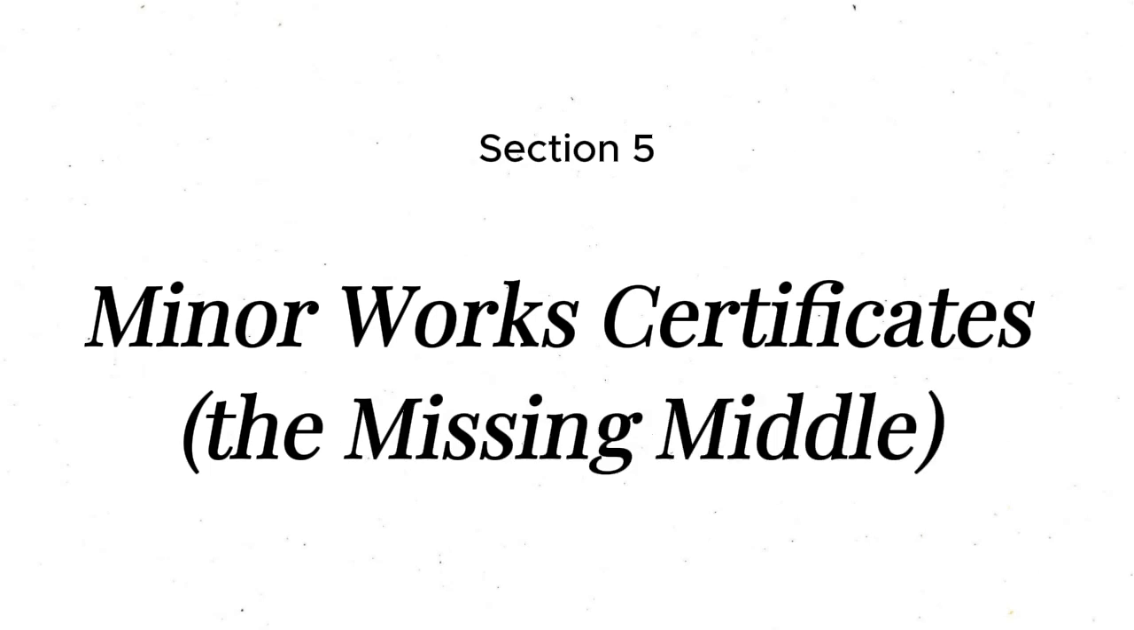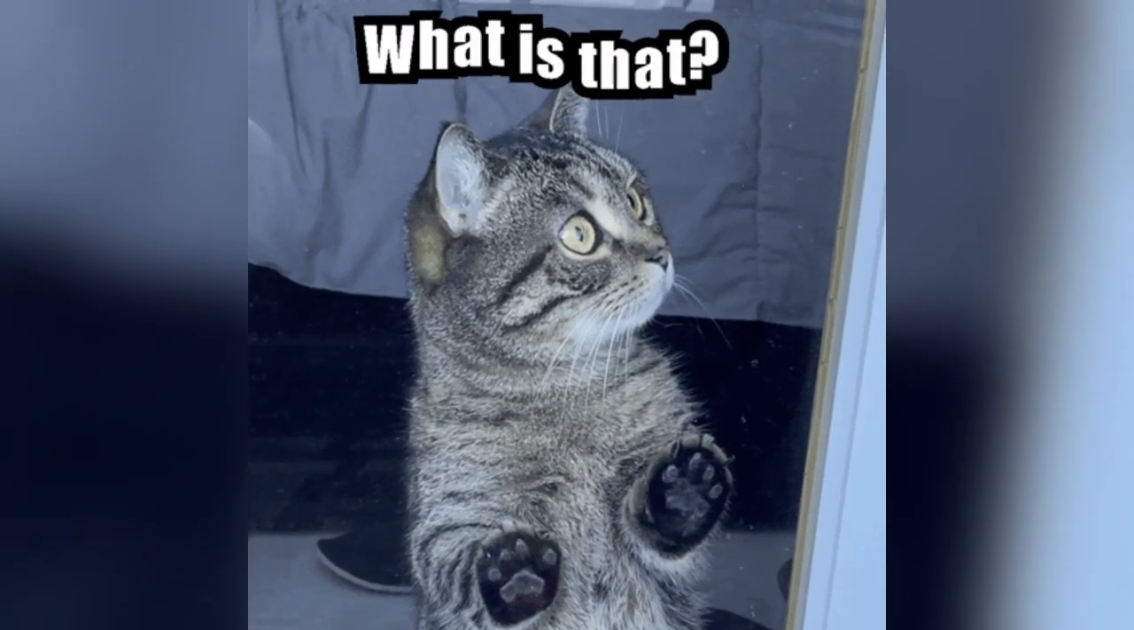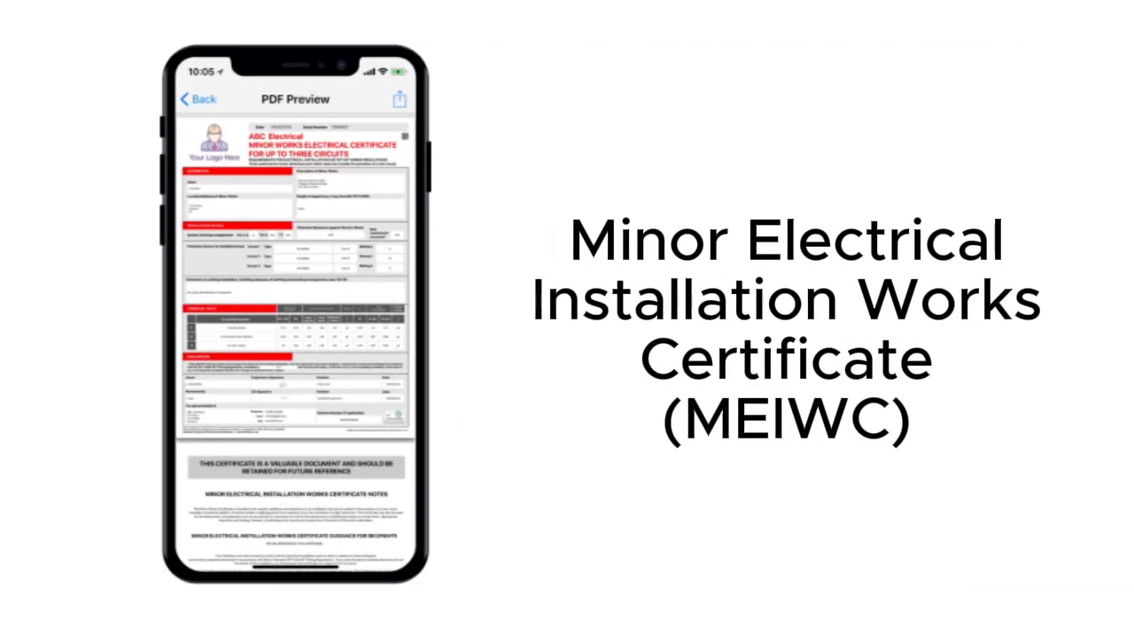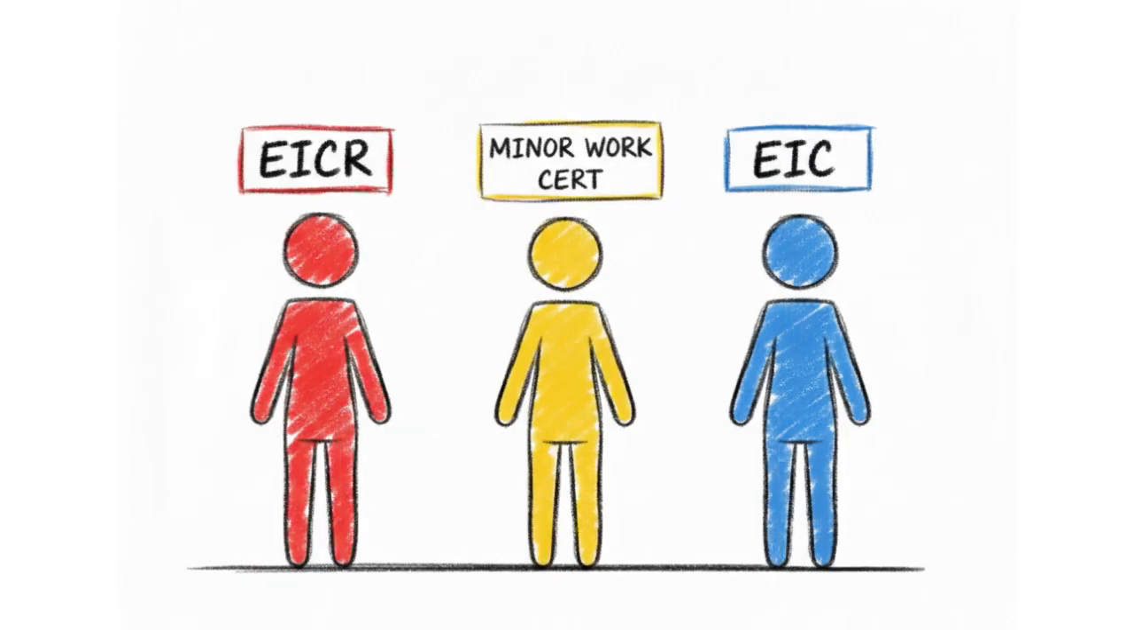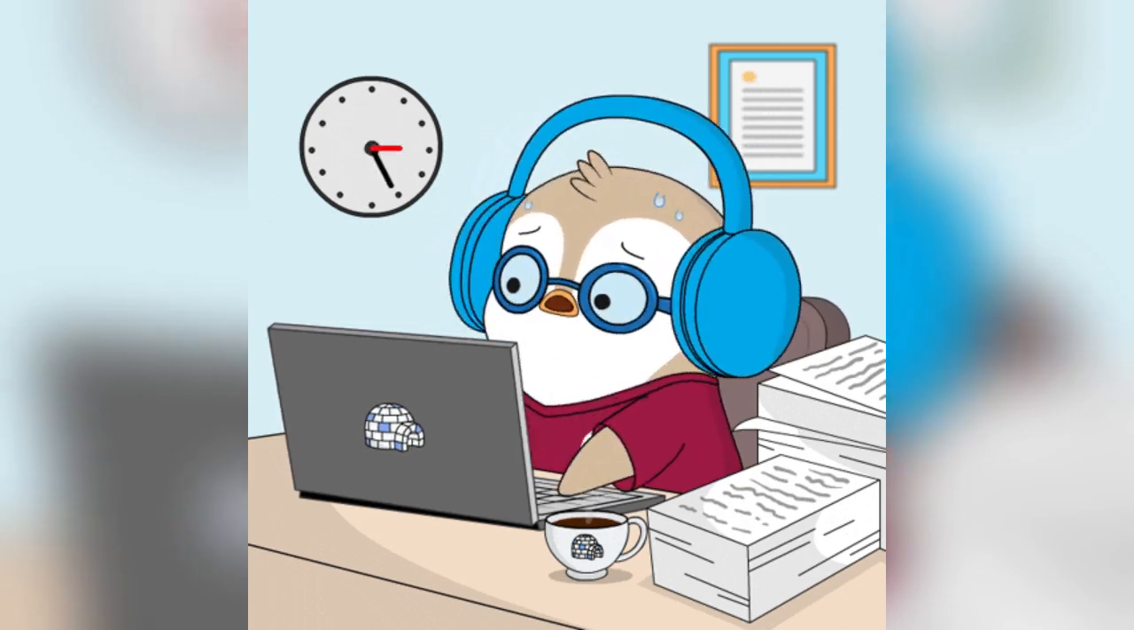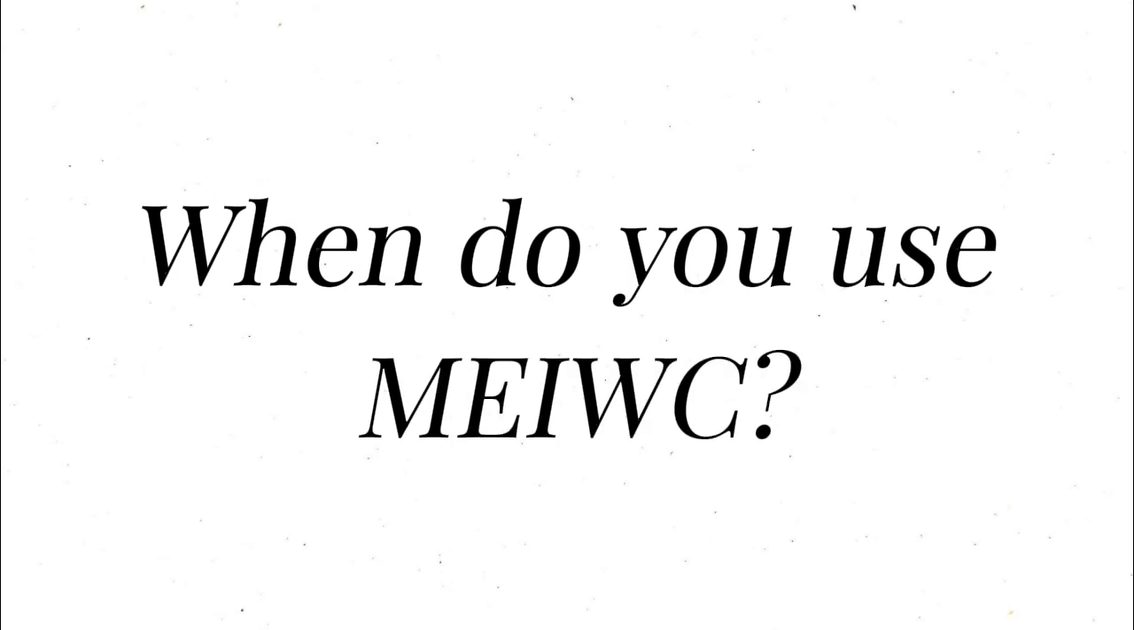Minor works certificates. Now here's a curveball. There's a third form that often gets forgotten. The Minor Electrical Installation Work Certificate, or MEIWC for short. Think of it as the middle child between an EIC and an EICR. Not as heavy as a full certificate, but definitely more official than a quick scribble in your diary. So when do you use it?